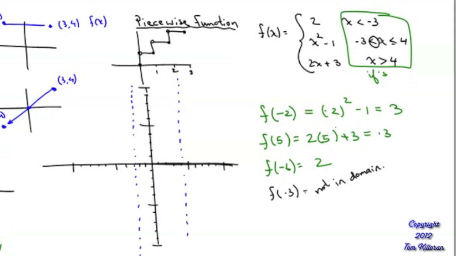Basically what this is saying is you're going to get 3 different pictures. You're going to get a picture to the left of negative 3, a picture between negative 3 and 4, and a picture from 4 to infinity. So you're going to have these 3 pieces of this graph.